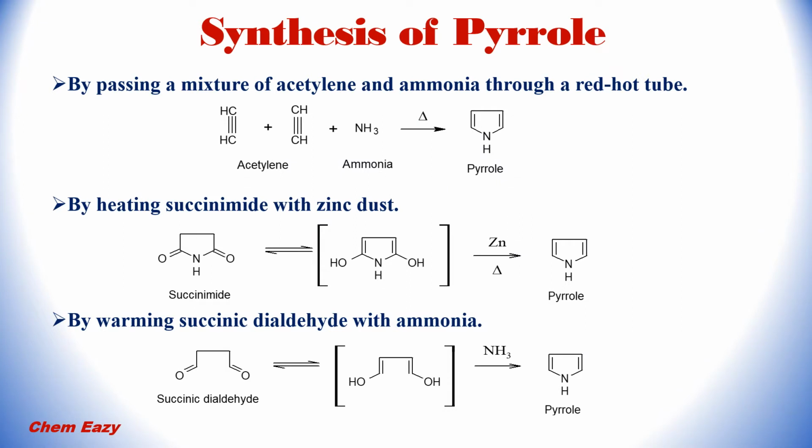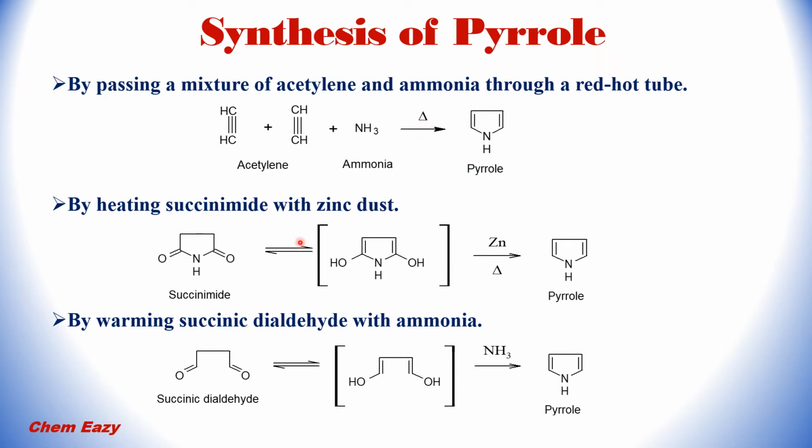There are many methods to synthesize pyrrole. Here I will give you three simple methods for the preparation of pyrrole. In method 1, pyrrole can be synthesized by passing a mixture of acetylene and ammonia through a red hot tube. See the reaction. Here two molecules of acetylene with ammonia passed through a red hot tube gives pyrrole.